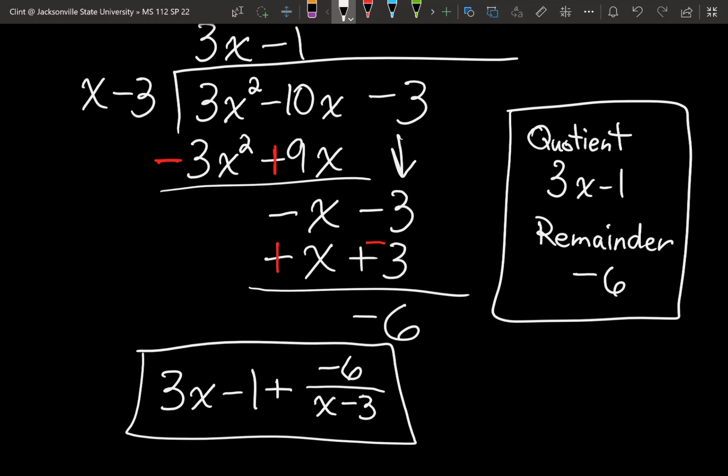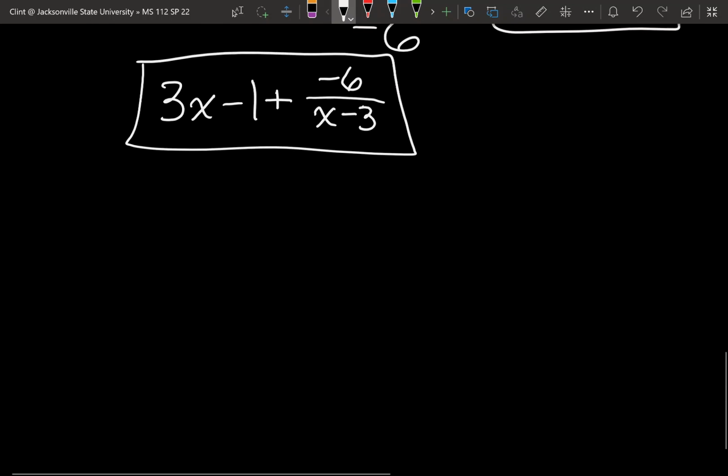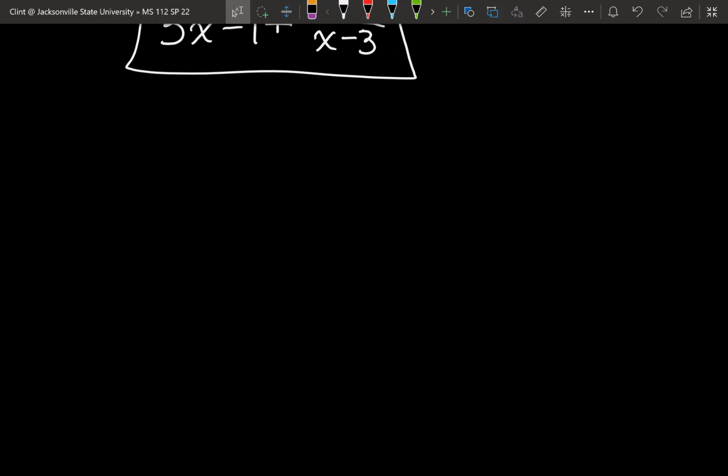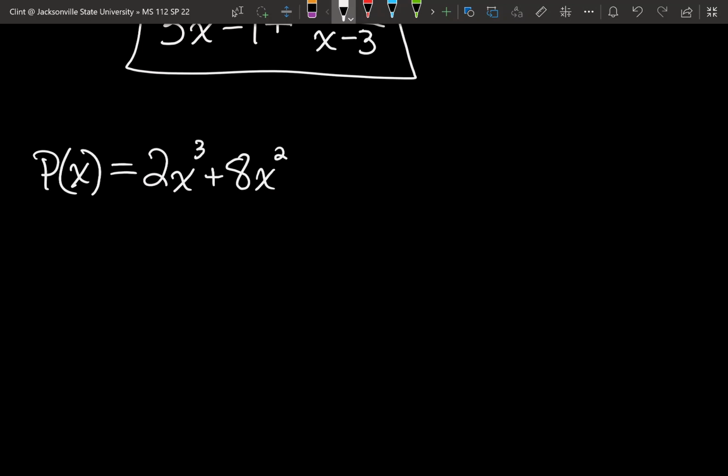Let's do another one like this. Here, I'm going to write it this way. I'm going to say we want to divide p of x, the one we're dividing, 2x cubed plus 8x squared minus 4x minus 1. And our divisor, the one we're dividing by, is x plus 5.